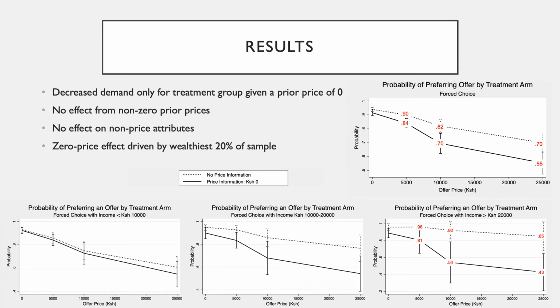When we look further at our data, we find that this treatment effect is driven by the wealthier respondents in our sample. You can see in these 3 figures at the bottom of the slide that among respondents reporting an income of less than $100 per month, there is no effect of zero price information, but we see a large and significant effect among the wealthiest 20% of our sample, shown in the rightmost figure. Among this wealthiest group, demand for surgery offered at $250 drops by 50%.